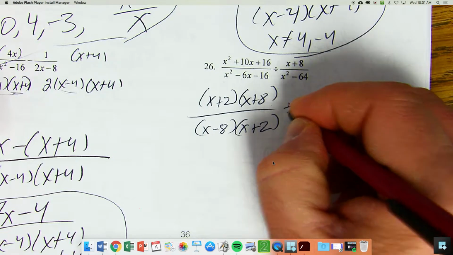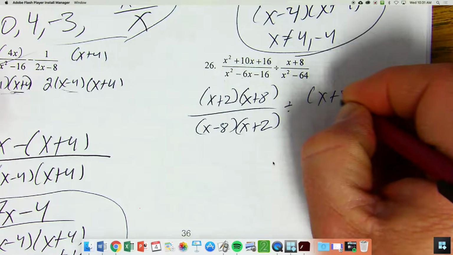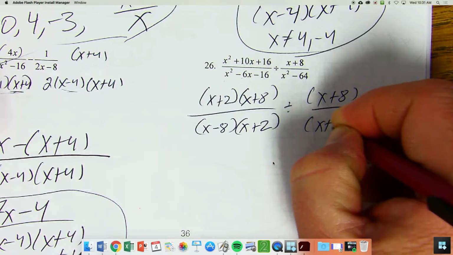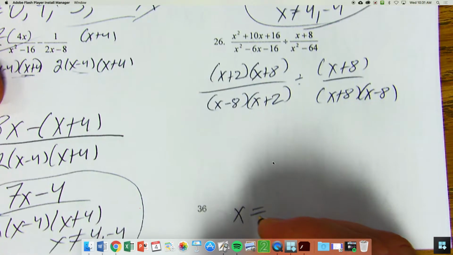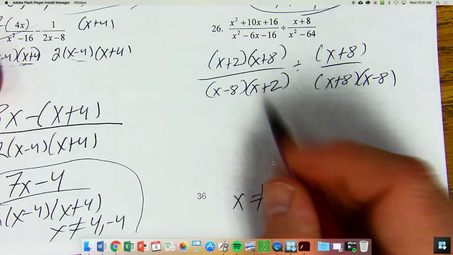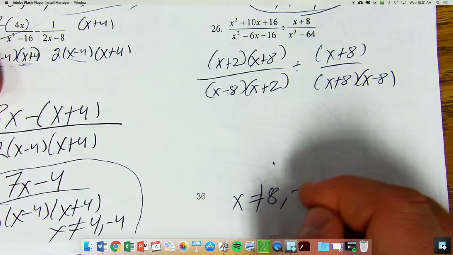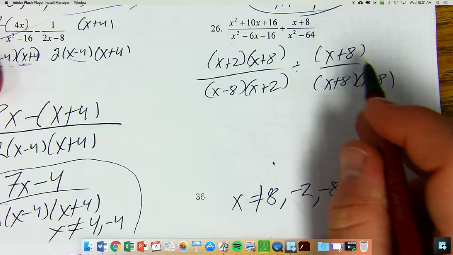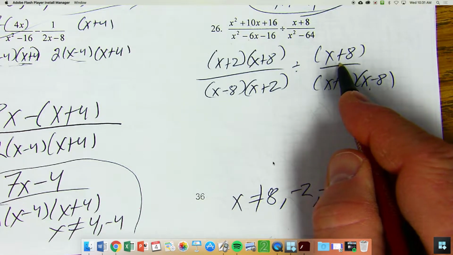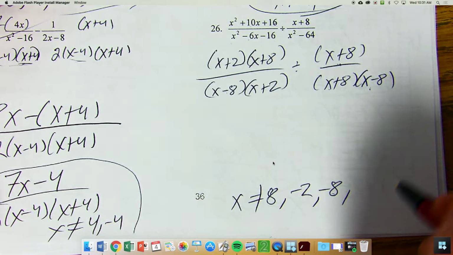Leave the divide alone for a moment. We have x plus 8. We have x plus 8 and x minus 8. State your excluded values. x cannot be 8. x cannot be negative 2. x cannot be negative 8. Okay, we're good. We got our negative 8, and we got all those. Okay, good.